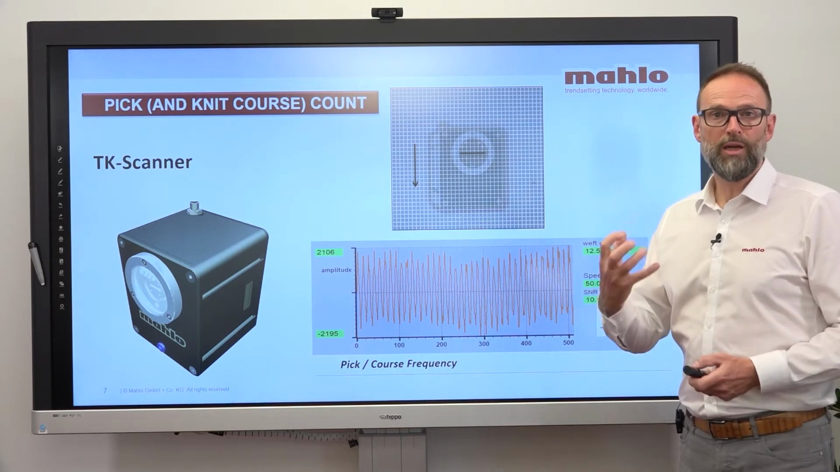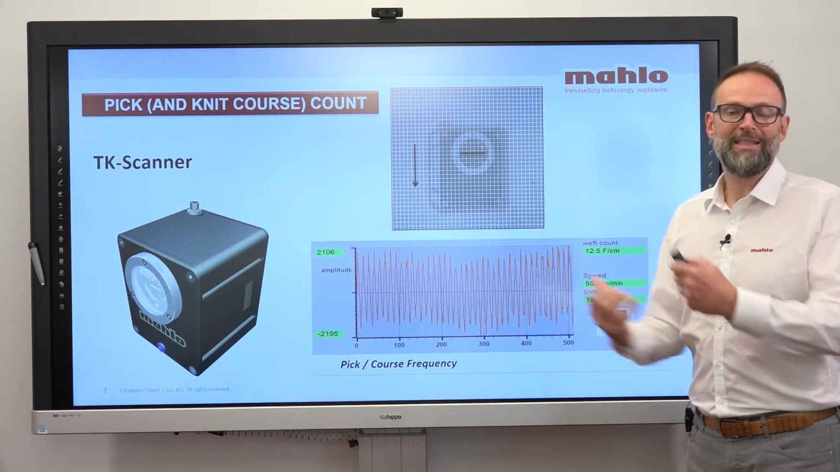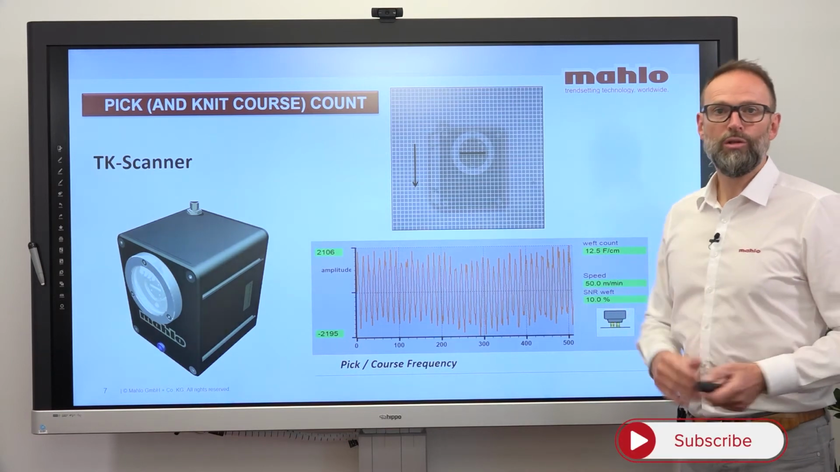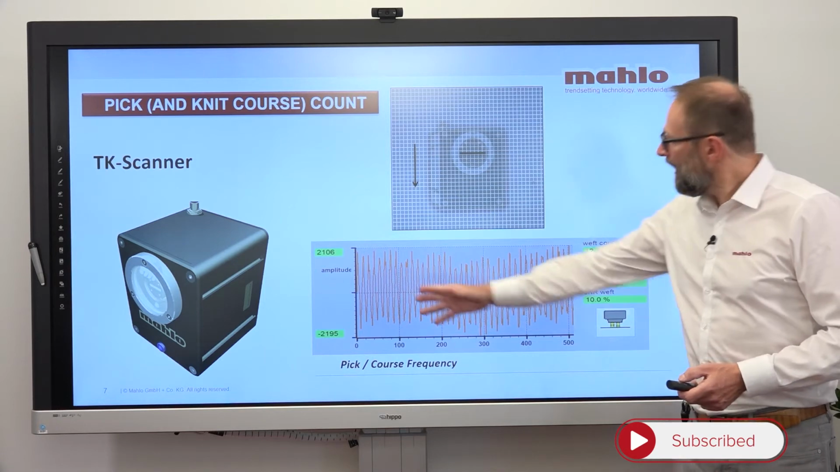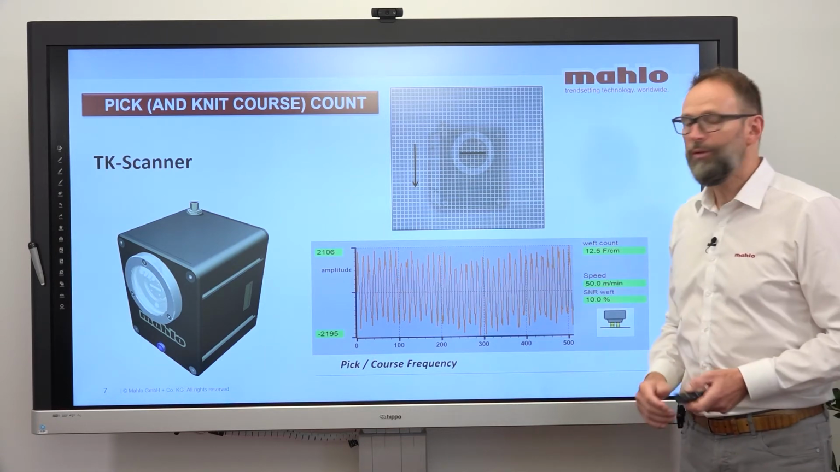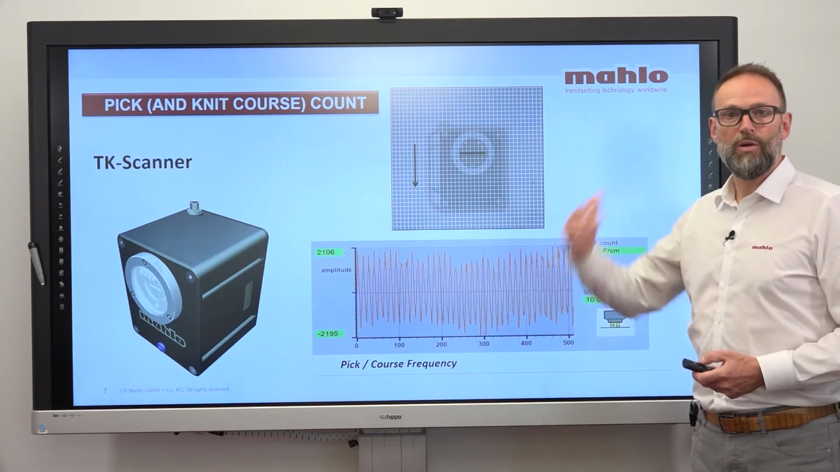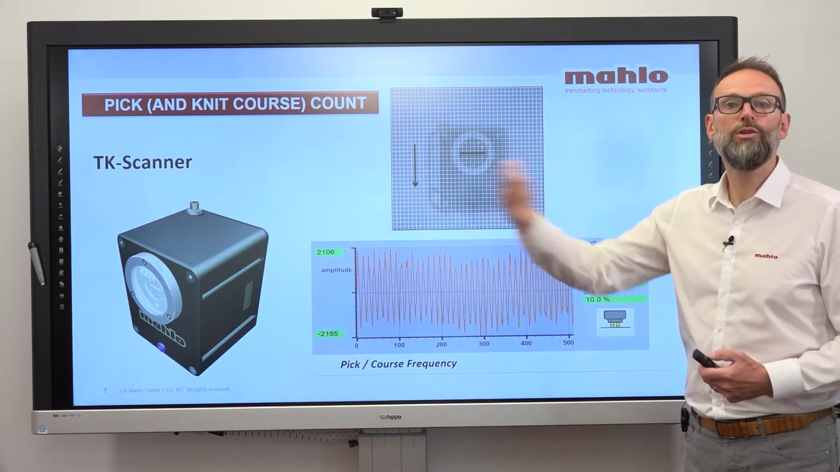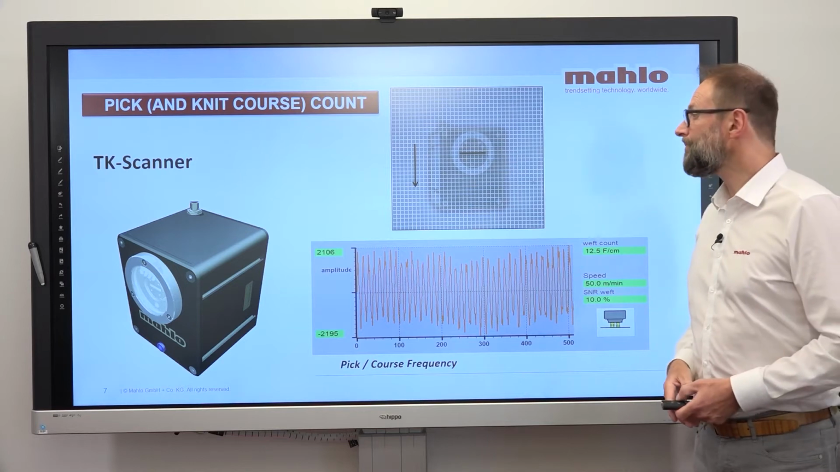So it's always looking for the best light-dark modulation, and it's self-adjusting, so you don't need to care about it anymore. And as you can see down here with the frequency, it gives you a very clear indication about the different picks or the different courses all the time.